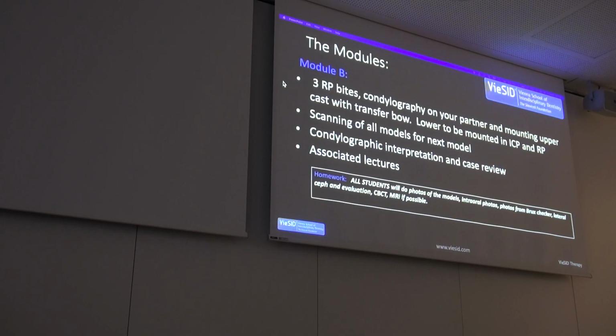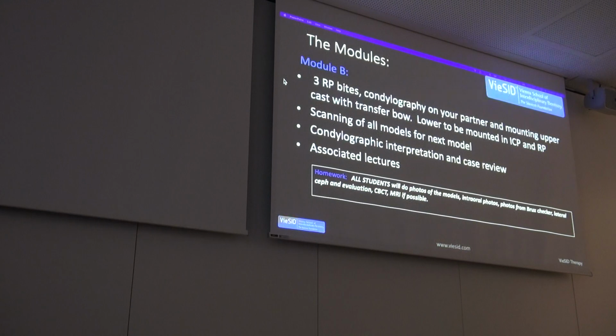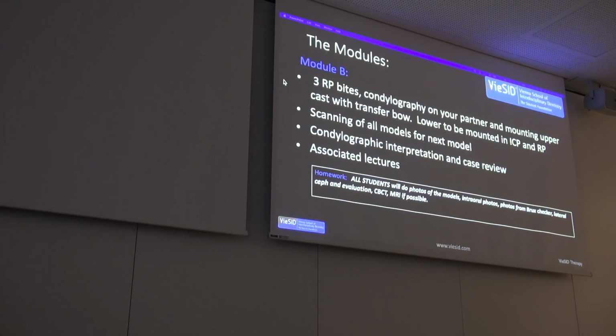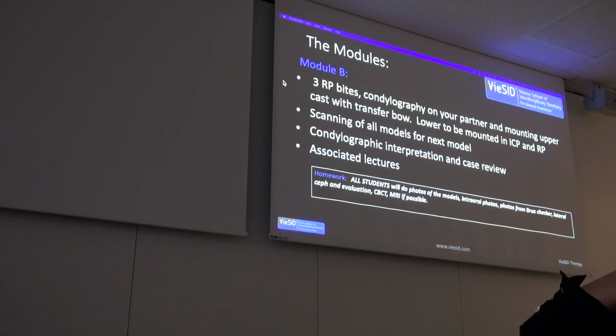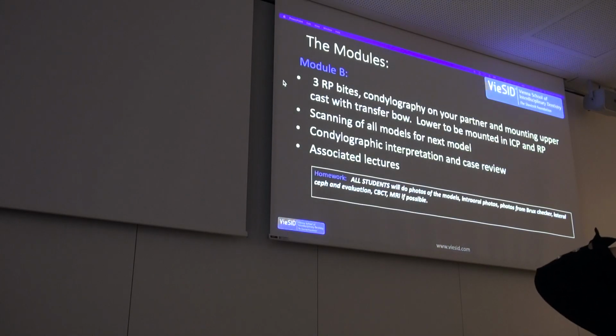We'll have 1 person doing the condylography, 1 person being the assistant, actually 2 people being the assistant, and each time we'll switch around. And that way, we'll be able to do a condylography in the morning, condylography in the afternoon, morning and afternoon, have everybody doing condylographies on each other. Once we have that, we're going to be mounting in ICP and RP. Then we're going to have Gamma scan the models for us to be used in the future. And we're going to go over condylography and review that.